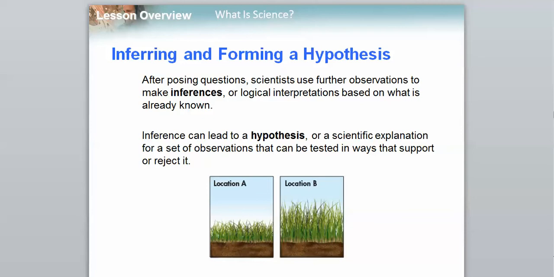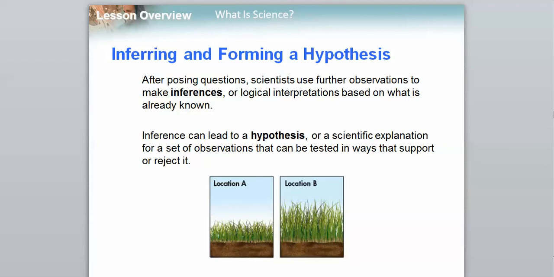An inference is kind of just making a guess, or making an idea of what had happened. A hypothesis is a more specific scientific explanation for what has happened. In the past you might have just used the words educated guess, but for now, since you are all big-time biologists, we have to say it's a scientific explanation for a set of observations.